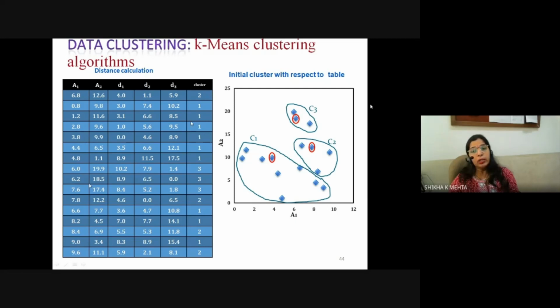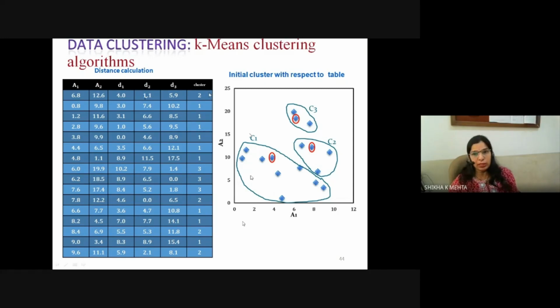So accordingly, here you can see in this particular plot, the clusters C1, C2, and C3 have been identified. Cluster C3 has only 3 data points, cluster C2 has 4 data points, and cluster C1 has the maximum data points. But since the initial centroids were chosen randomly, we cannot say that these are the correct clusters. So what do we do?